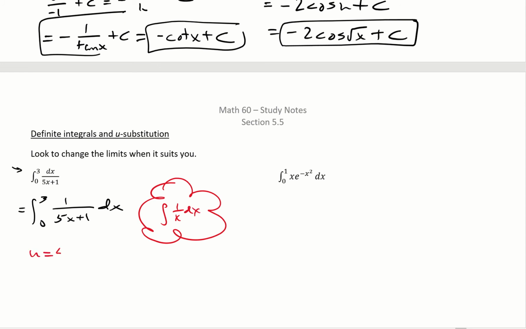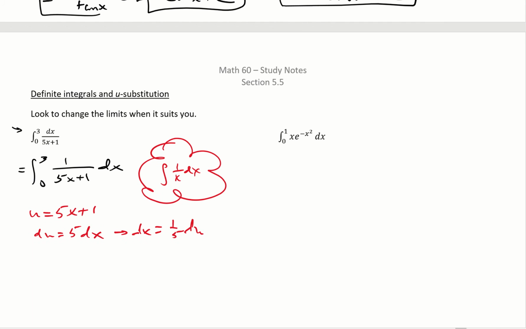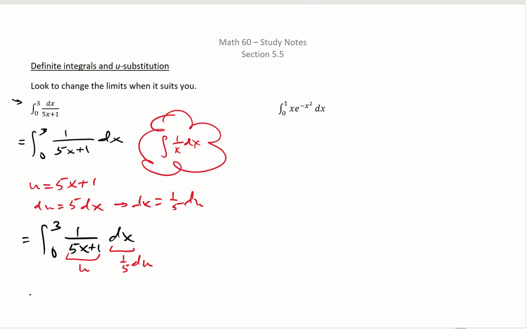How about I try let u equal 5x plus 1? Then du is 5 dx. And so therefore dx itself is 1/5 du. Why is that a big deal? Well, I think we're getting somewhere. So this integral is the integral from 0 to 3 of 1 over 5x plus 1, and then dx. But with this substitution, all of this becomes u, and dx becomes 1/5 du. So it becomes a new integral: 1 over u times 1/5 times du.